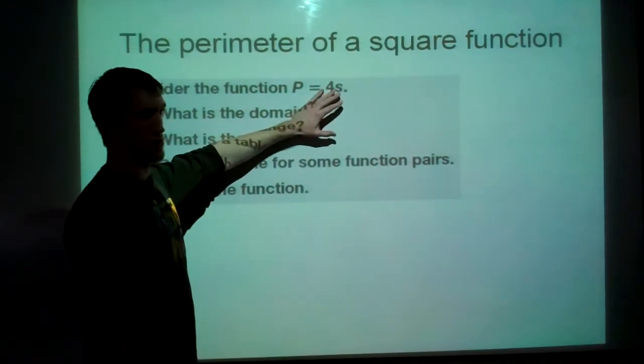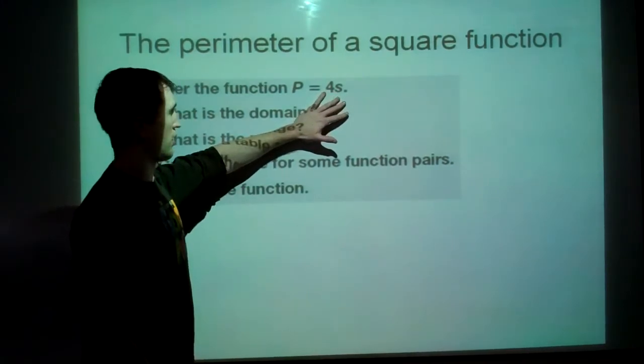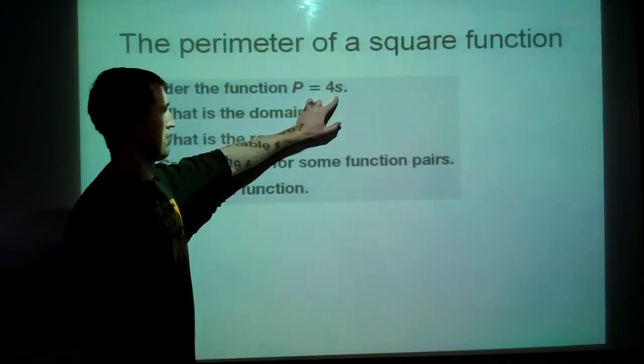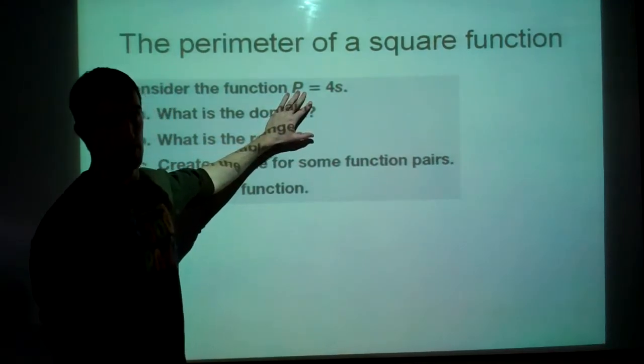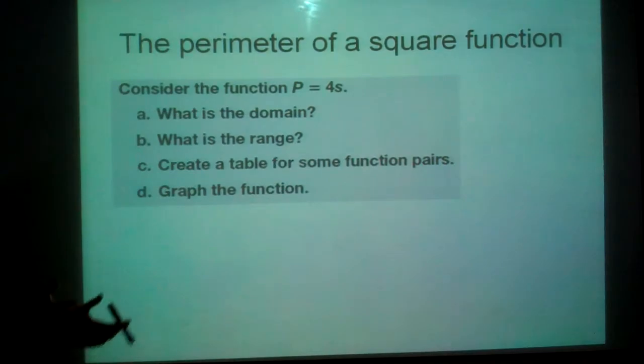Whatever side your square is, let's say it's a 2 by 2 by 2 by 2 square, it'd be 4 times 2 would be 8, and that would give you your perimeter, or you could just add up all your sides. But if you multiply one side by 4, that gets you your perimeter. So, we're going to look at the domain.